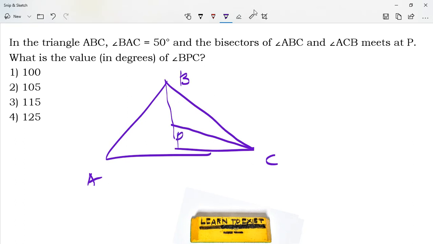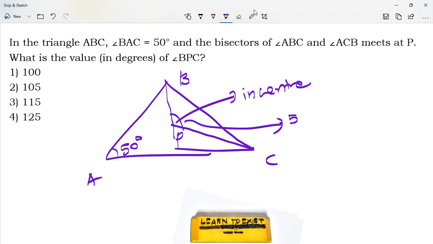Okay, we know angle bisectors meet at the incenter, right? Angle bisectors meet at the incenter, and since we have this angle BAC as 50 degrees, we know the angle at the incenter will be... we should remember this result: this angle would be 90 degrees plus half of the angle at the other vertex. Half of 50 degrees, and the answer would be 115 degrees, and the option is this one.